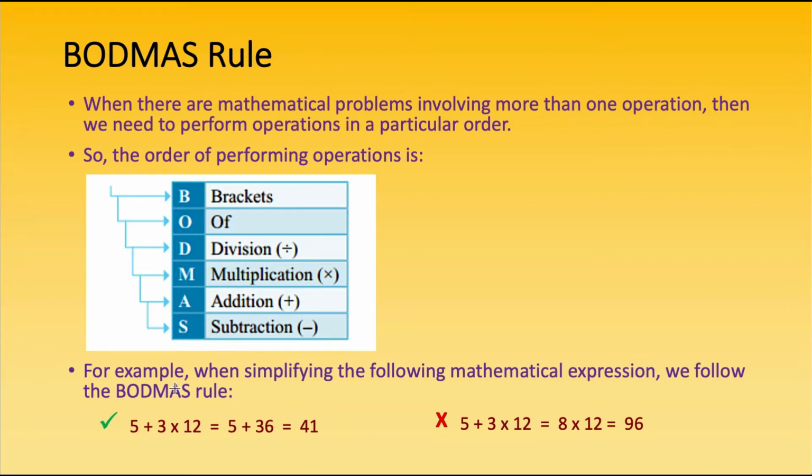Now students, for example, when simplifying the following mathematical expression, what do we mean by mathematical expression? Mathematical expression is the combination of numbers and mathematical operators, right? Now, we need to follow the BODMAS rule. So students, here the terms mentioned in the BODMAS rule, right? Now we should give importance to brackets first if they are present in the mathematical expression. Here there are no brackets, but we have the mathematical operations of addition and multiplication.